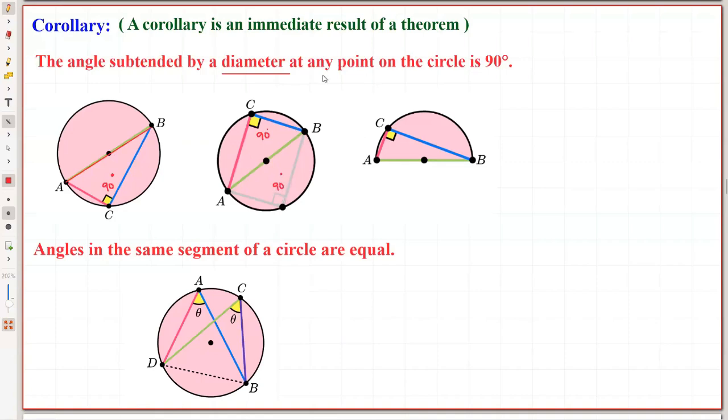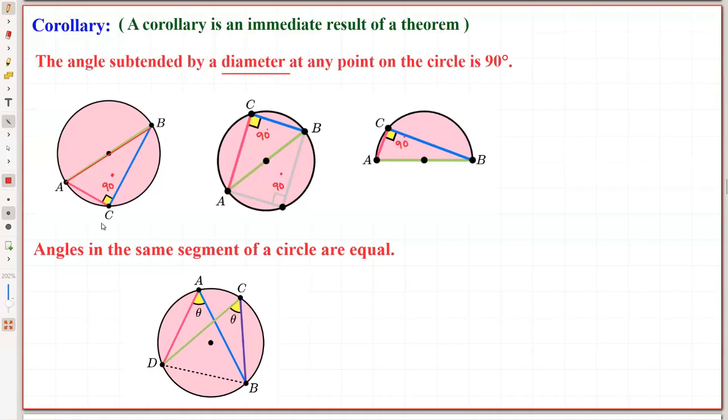Another way we can say the same statement is: angle in a semicircle is a right angle. If it is a diameter, it divides the circle into 2 equal halves. That is a semicircle. So we can say angle in a semicircle is a right angle, that is 90 degrees. You can say it in 2 different ways.